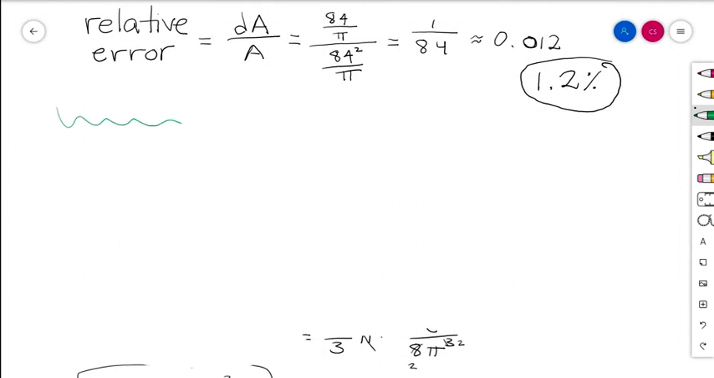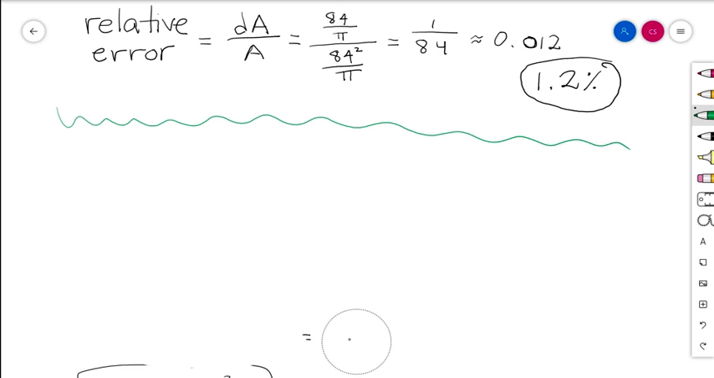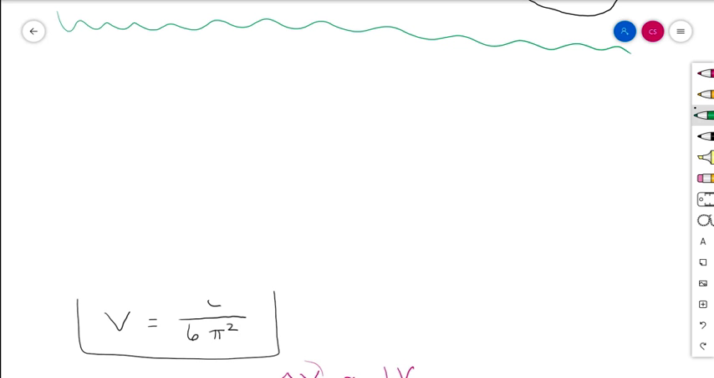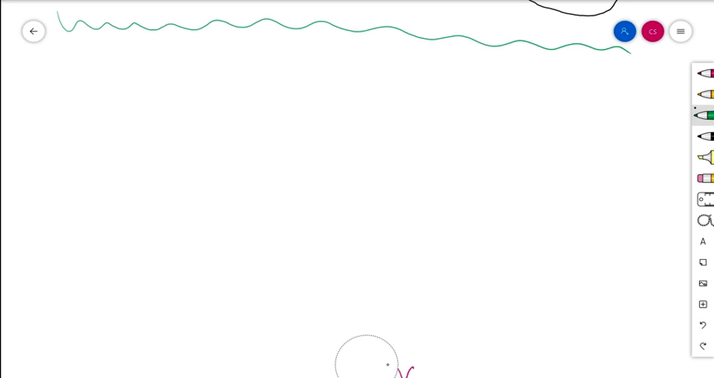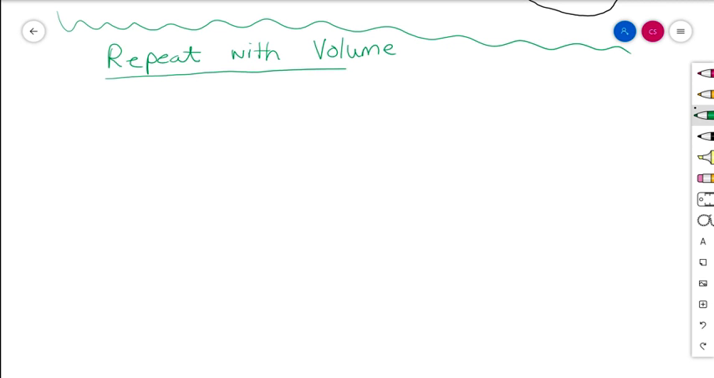And if you guys are feeling confident enough, go ahead and push pause and see if you can do the volume by yourself. And then let me just, sorry, let me erase this. Let me give you the formula for the volume of a sphere in case we forgot for whatever reason. So we're going to repeat for the volume of this sphere if the circumference has a 0.5 centimeter error.